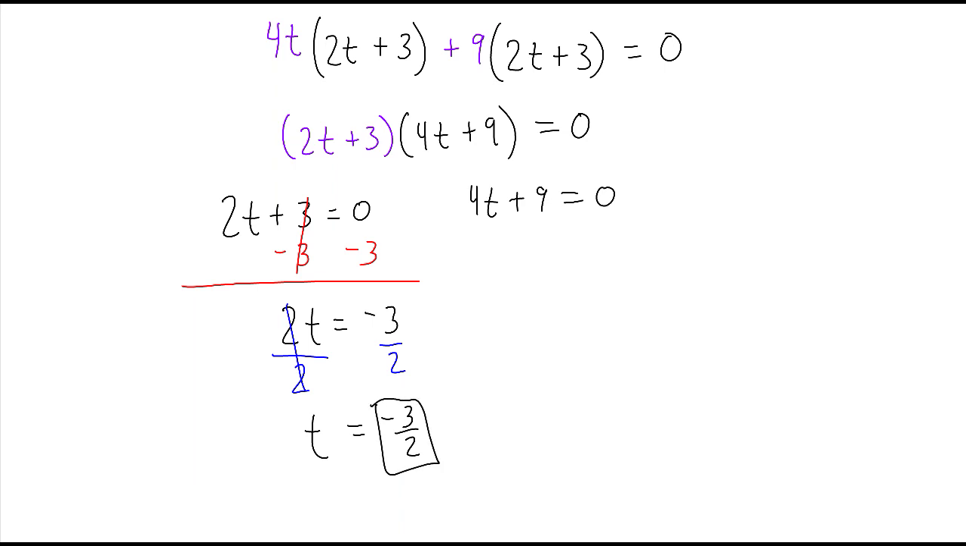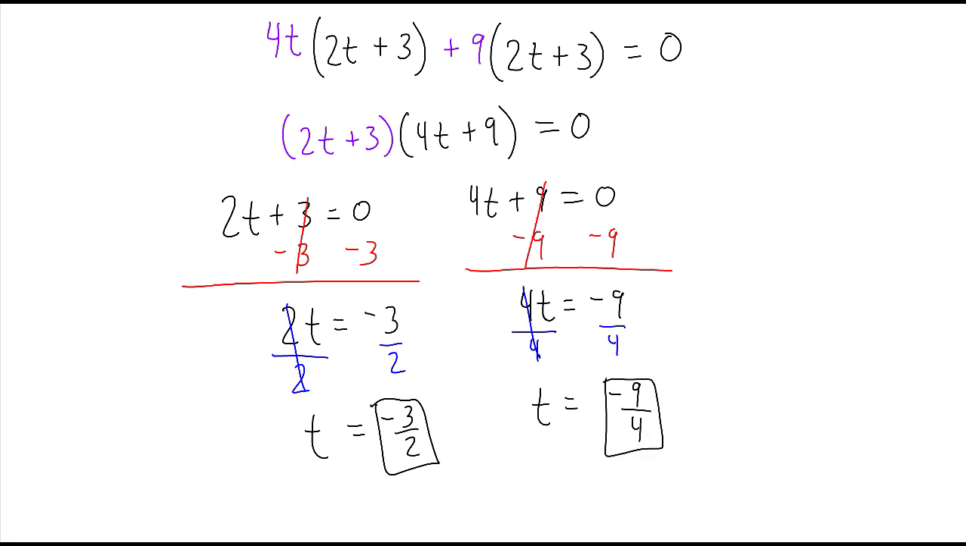Okay, let's do the same thing with 4t plus 9. Let's get rid of the constant term by subtracting 9 from both sides. Those will cancel. Leave me with 4t equals negative 9. And let's divide both sides by 4. T equals negative 9 over 4. So there's my two solutions, negative 3 over 2 and negative 9/4.